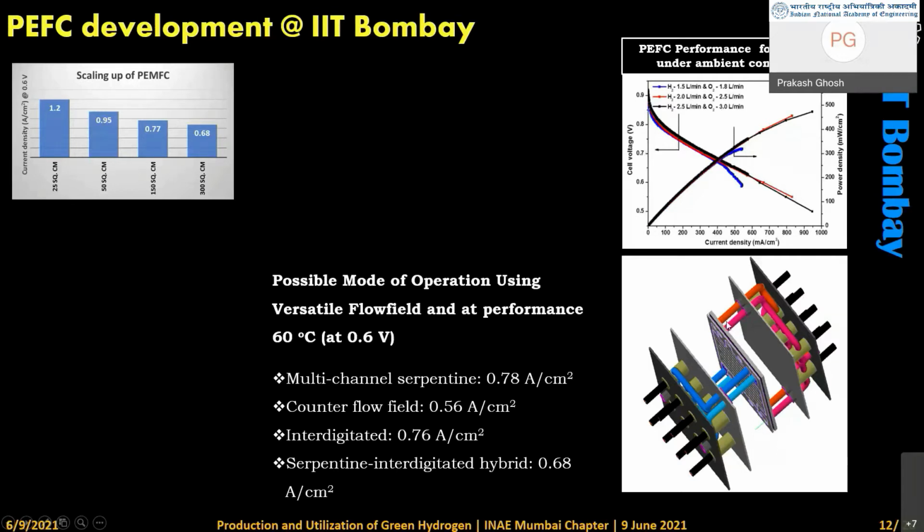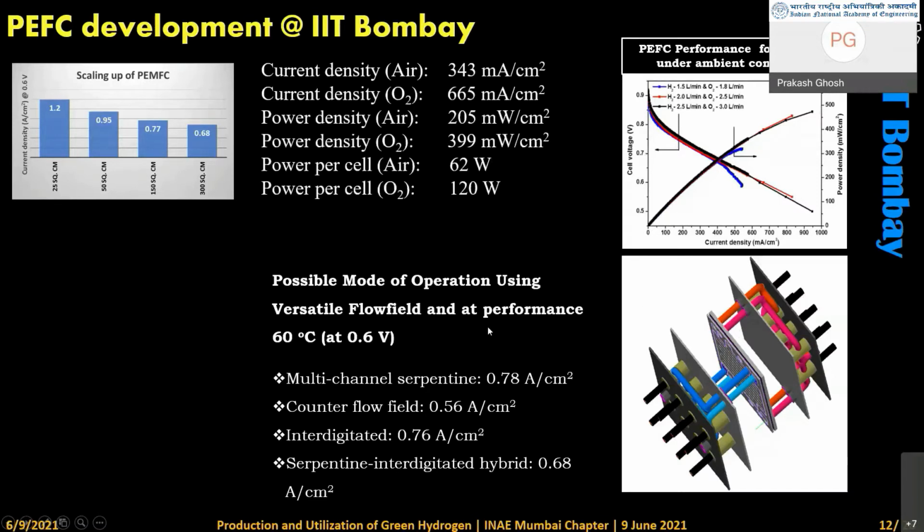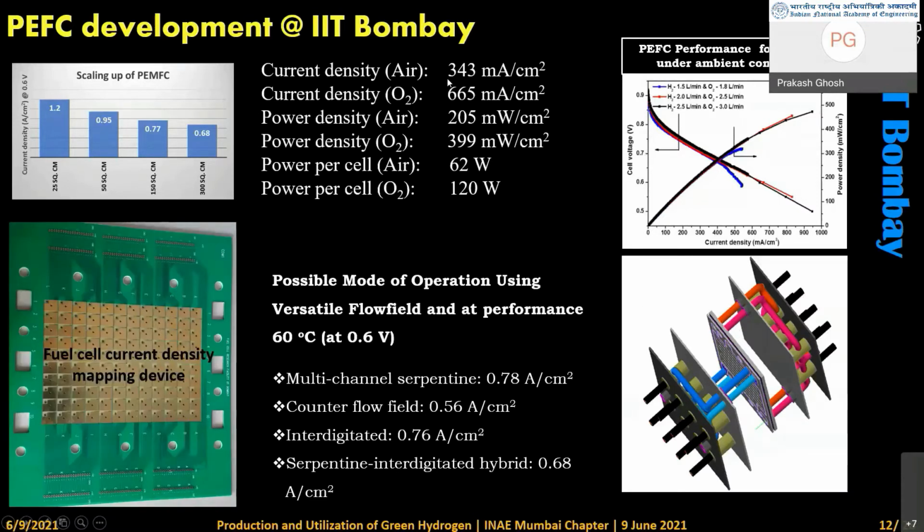And then we have different types of design and different types of operating conditions. And we have got a total power, if you see the total current density and power density, and these are all at 0.6 volt. This is the per cell power we have got till now.